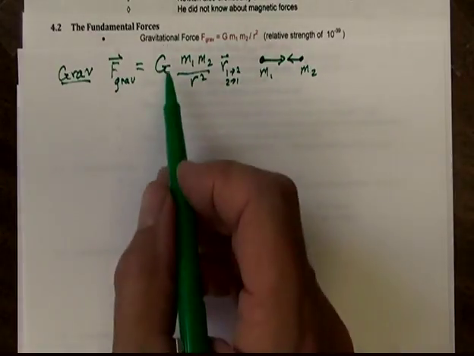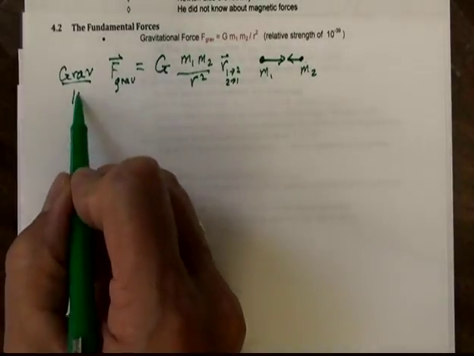In this equation, G is a universal constant for the whole universe, and it has a relative strength of about, this force, of about 10 to the minus 39th. I'm going to compare these different forces roughly.